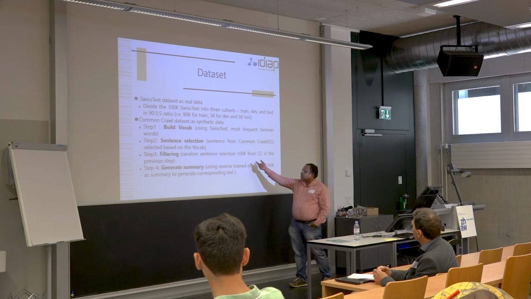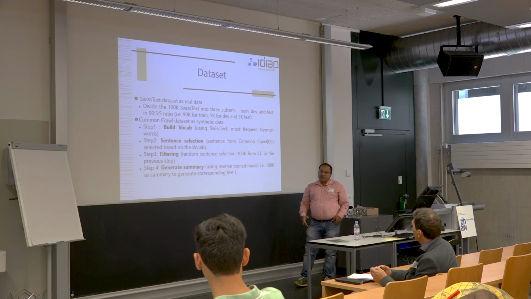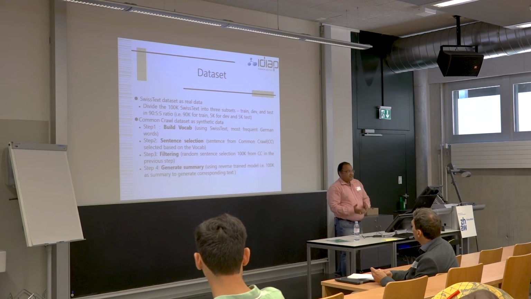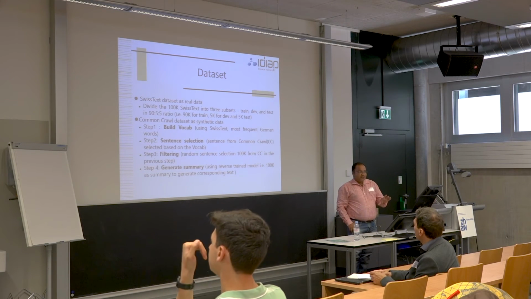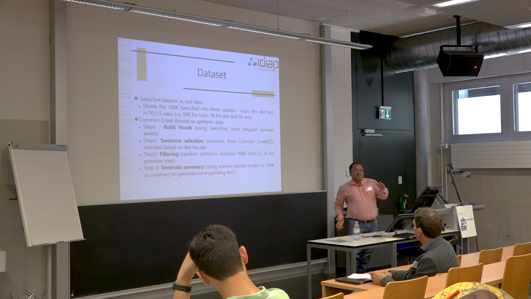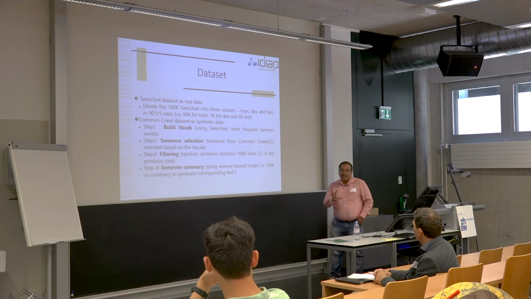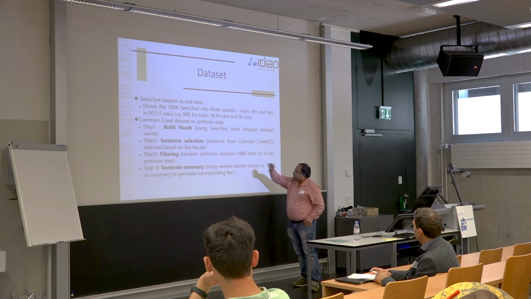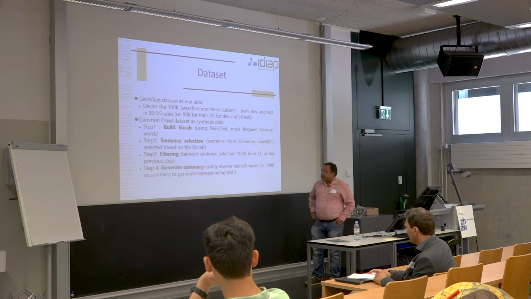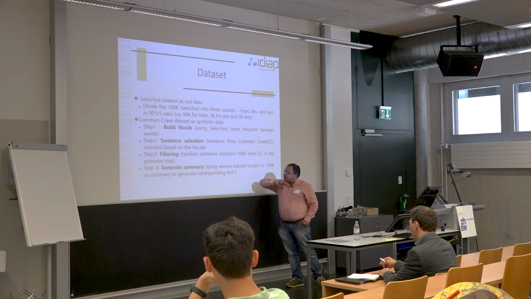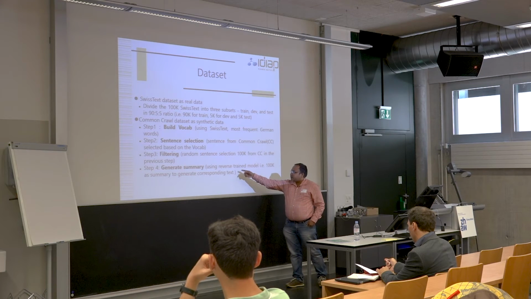Then we filter, which means we randomly select 100K, because the crawled data was in millions. We don't want to take so much data, because our original dataset is 100K and we don't want to mix in so much synthetic data, otherwise the model may produce worse results. So we tried to make a balance, a 1:1 ratio: 100K original and another 100K synthetic data.